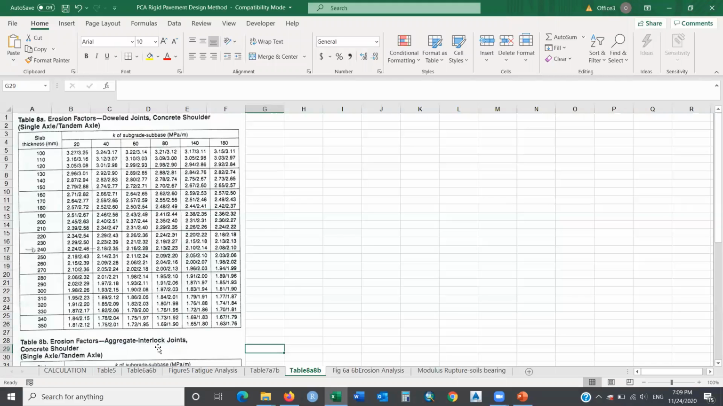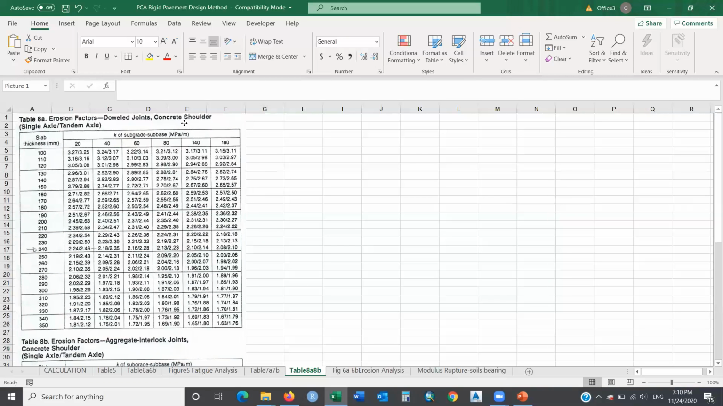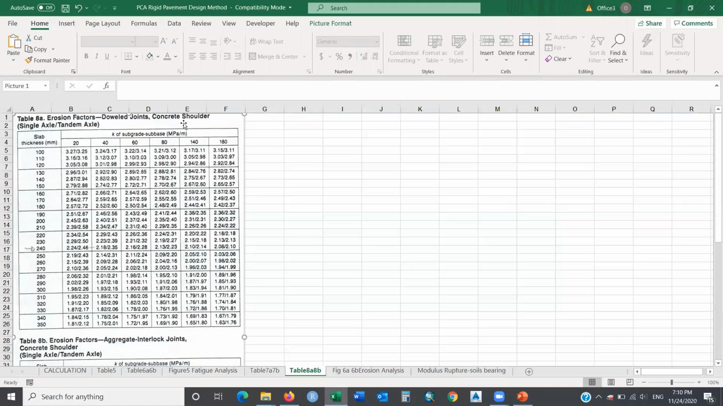What do you think is the aggregate interlock joints? Let's see if you have ideas. Should I leave it for the exam? Are they like the pavements that interlock with one another, like in those pedestrian areas? Yeah, maybe. I'm not quite sure what you mean by those pedestrian areas, but you see both have concrete shoulder.